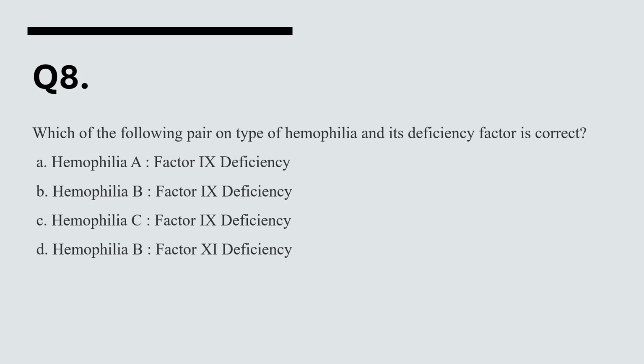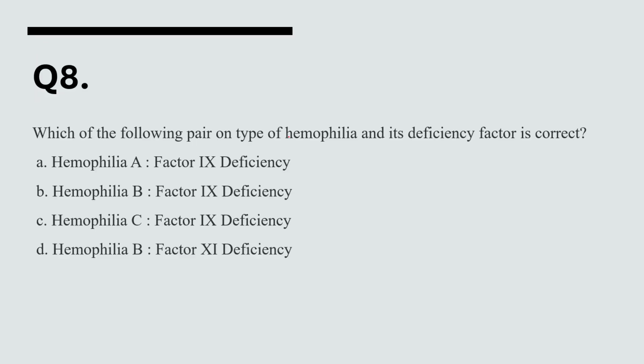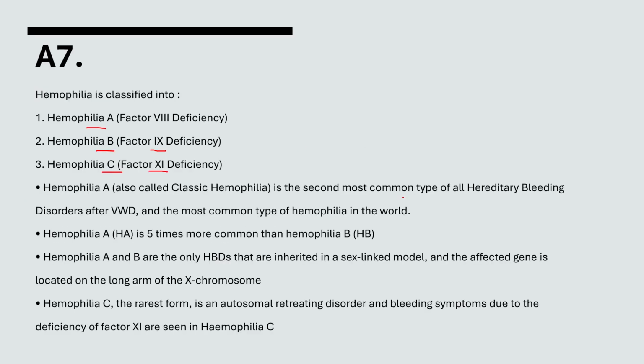Okay, then let's discuss. We have just discussed that hemophilia A occurs due to factor 8 deficiency, and hemophilia B occurs due to factor 9 deficiency. So your answer will be B. And hemophilia C occurs due to factor 11 deficiency.